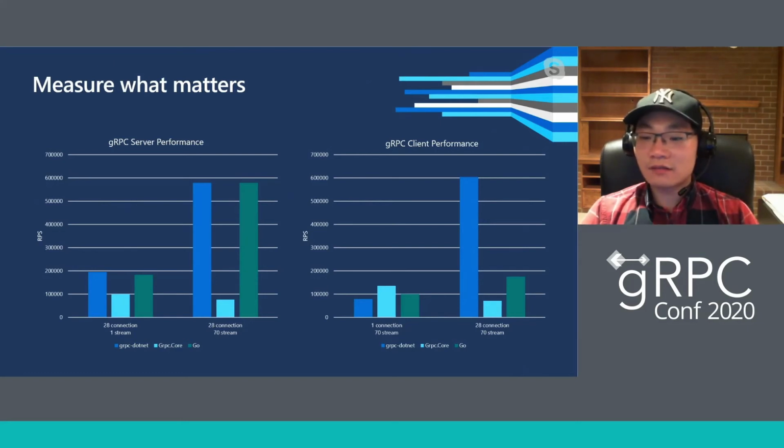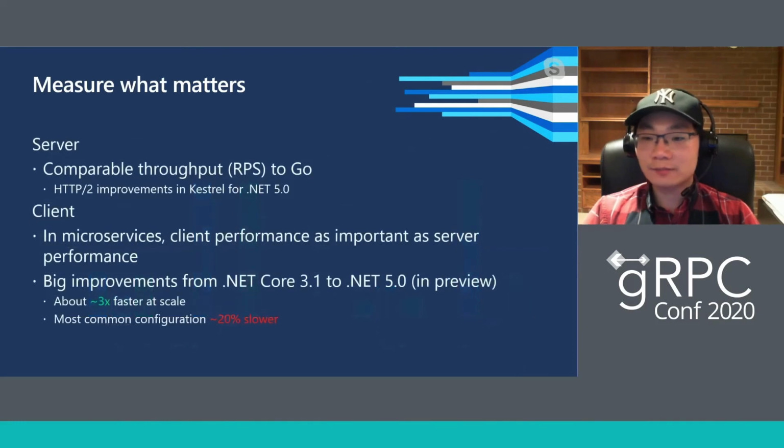As you can see with the diagram on the left, we are seeing roughly the same server RPS numbers between grpc.net, which is displayed in dark blue, and Go, which is displayed in green. In terms of client performance, again, we're also competitive with grpc.core and Go implementations, though the results will vary more significantly depending on the traffic pattern you're measuring for. Note that these are numbers we are getting with the latest preview builds, so they will continue to change as we work on performance improvements.